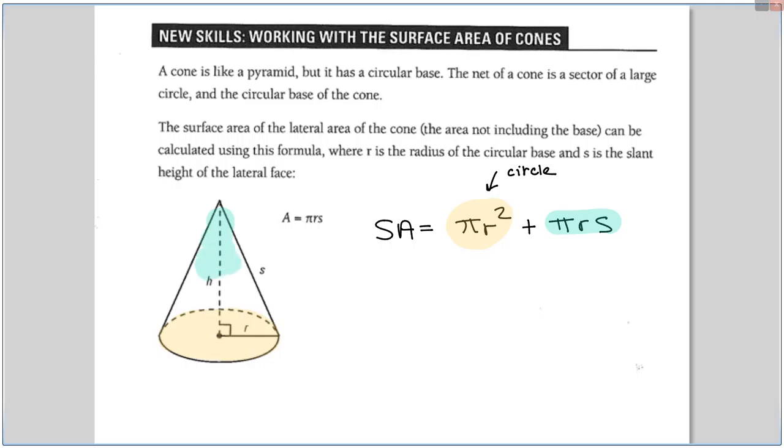Now, remember the soup can has the label around it? Well, this is sort of the idea here for the pi r s. They call it the lateral area. It's basically the area on the side, or the curved area.